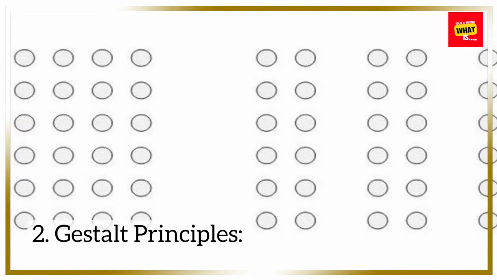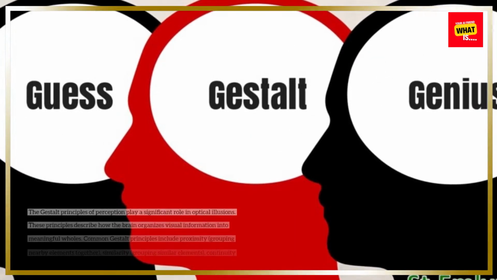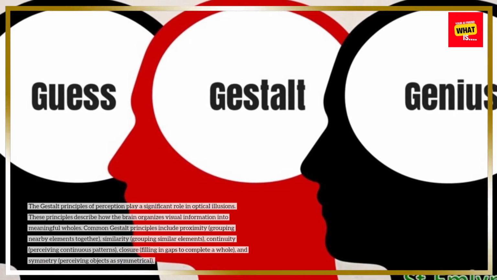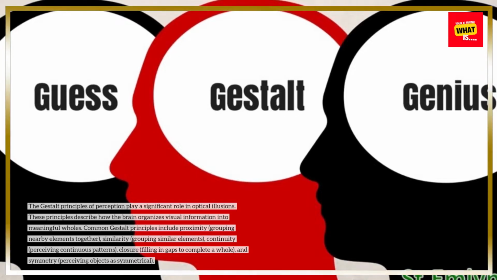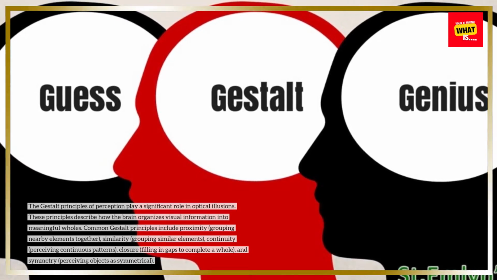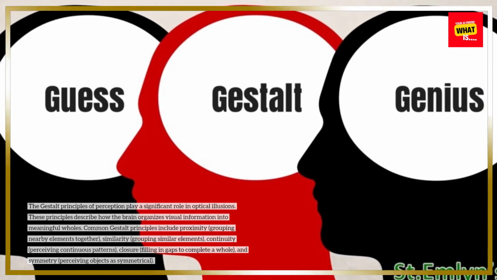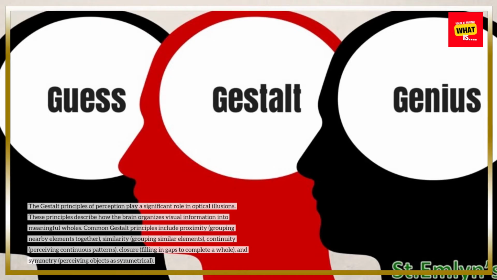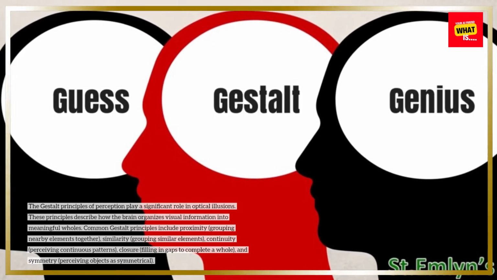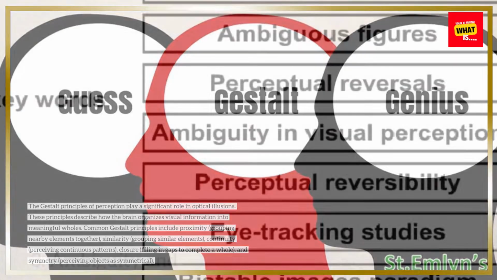2. Gestalt principles. The Gestalt principles of perception play a significant role in optical illusions. These principles describe how the brain organizes visual information into meaningful wholes. Common Gestalt principles include proximity, grouping nearby elements together; similarity, grouping similar elements; continuity, perceiving continuous patterns; closure, filling in gaps to complete a whole; and symmetry, perceiving objects as symmetrical.